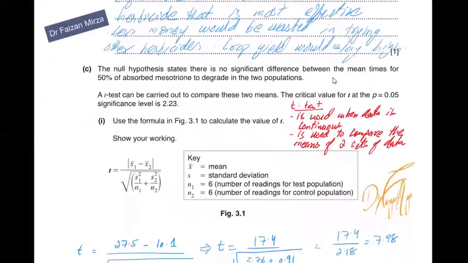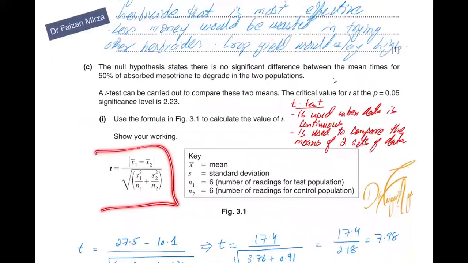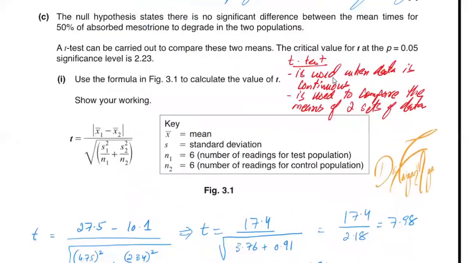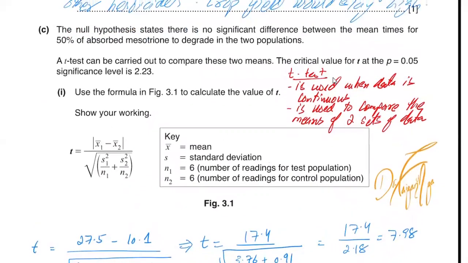Now the next part of the question goes to the t-test. Actually, this is why I am discussing this question in detail with you. Now the question begins with the null hypothesis. It states that there is no significant difference between the mean times for 50% of the mesotrione to degrade in the two populations. Whenever they ask you to state the null hypothesis, we'll always use: there is no significant difference between the means.